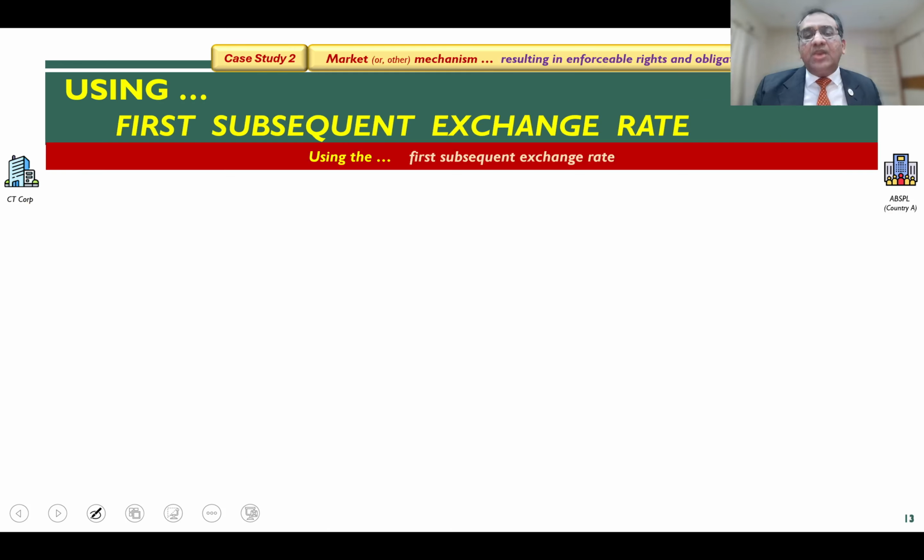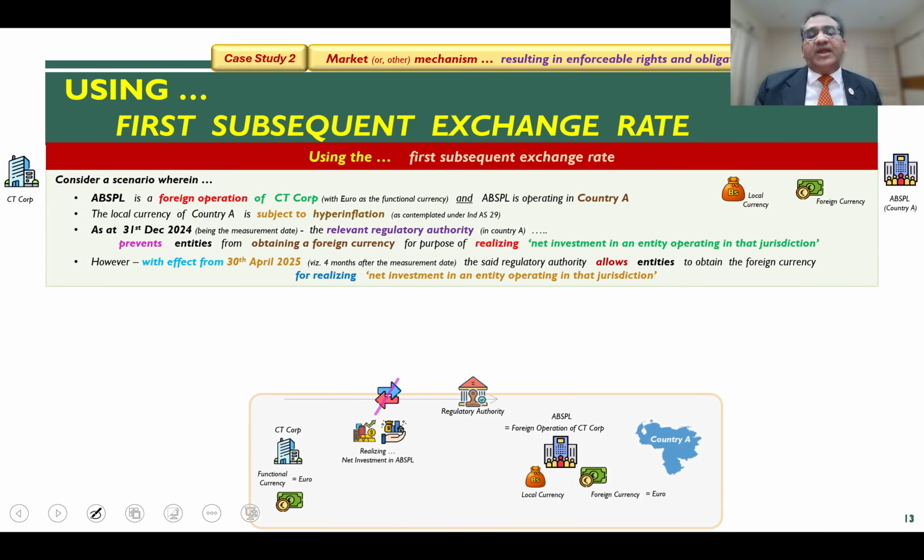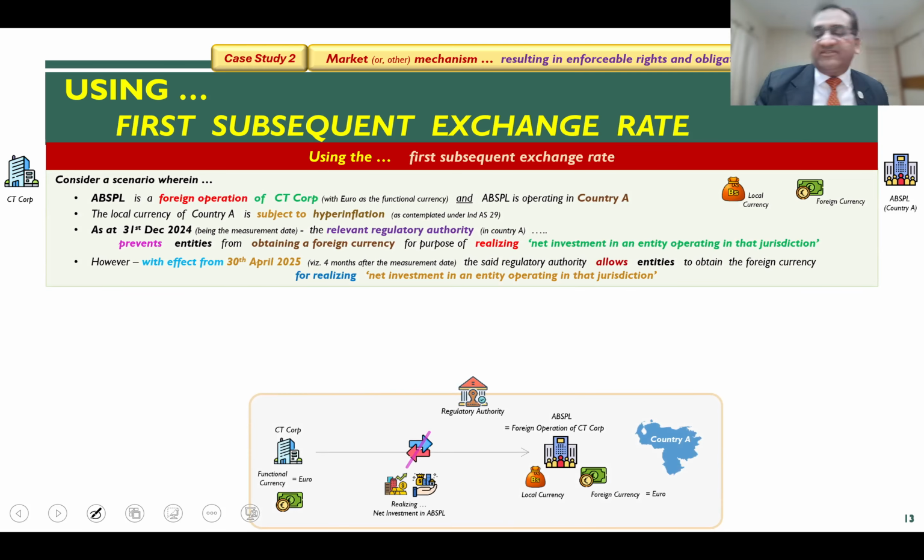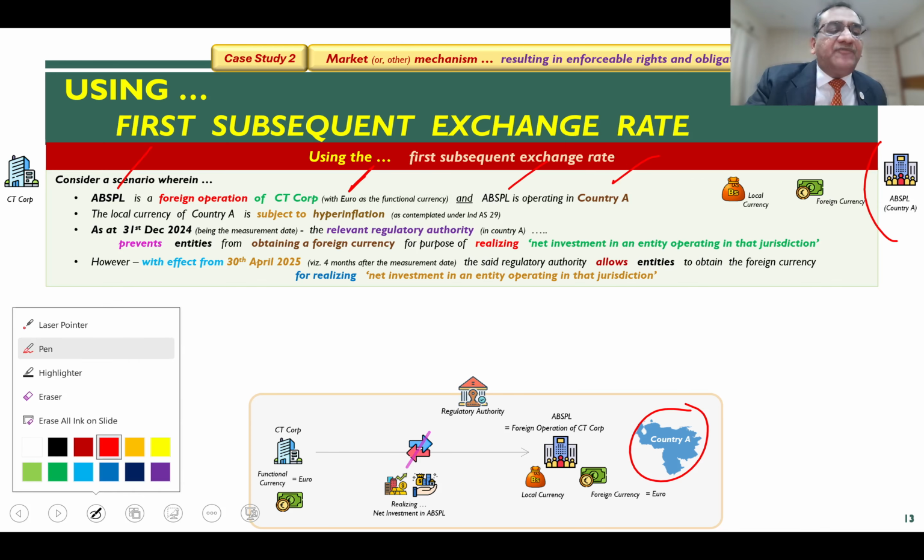Now, look at the other one about the first subsequent exchange rate. Look at it here. What is there in this case study? It says ABSPL, again, same thing, is the foreign operation of Citi Corp, and Citi Corp has euro as the functional currency. ABSPL is operating in country A. The local currency of country A is subject to hyperinflation.